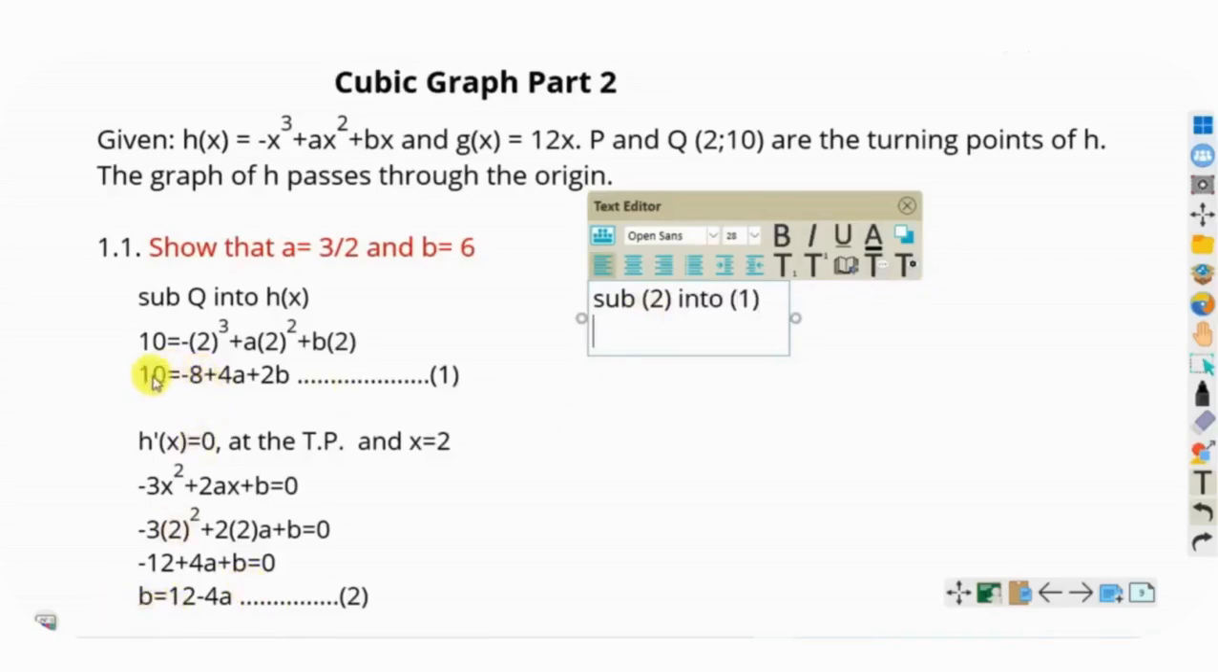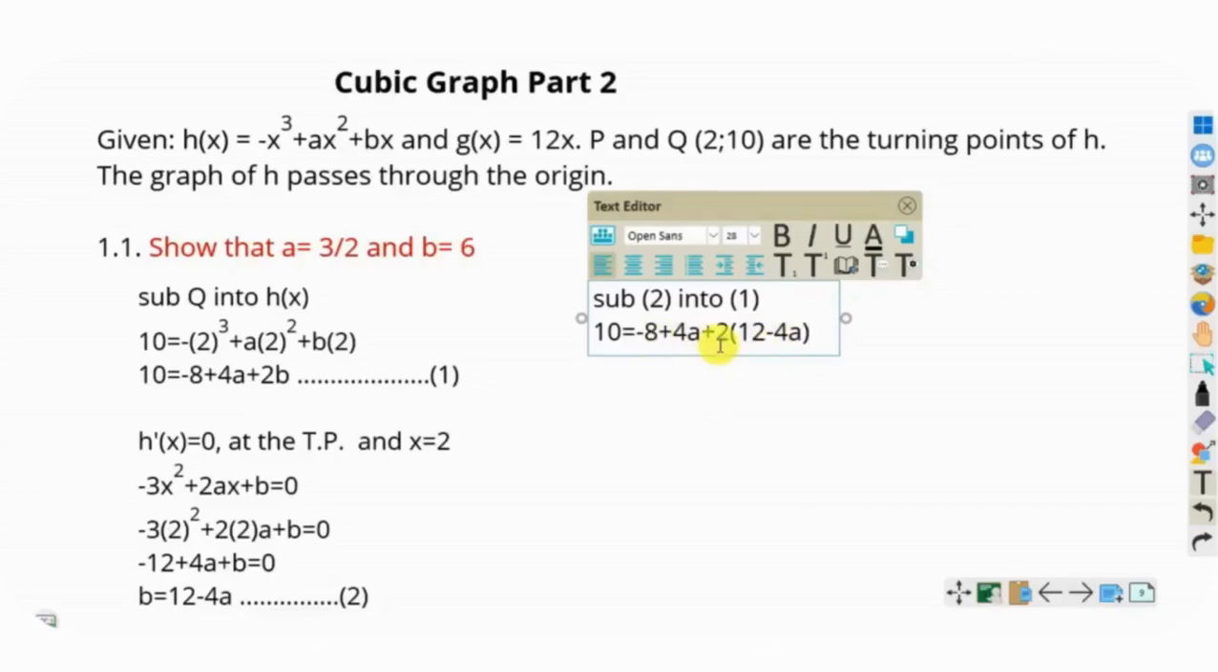So in equation 1, what do I have? I have 10 equals to minus 8 plus 4a plus 2b, right, plus 2b. But what is b? b is 12 minus 4a. Okay, I substituted, so from here I will just simplify and solve for a because the only unknown is a. I have only one variable here, so I will solve for a from here.